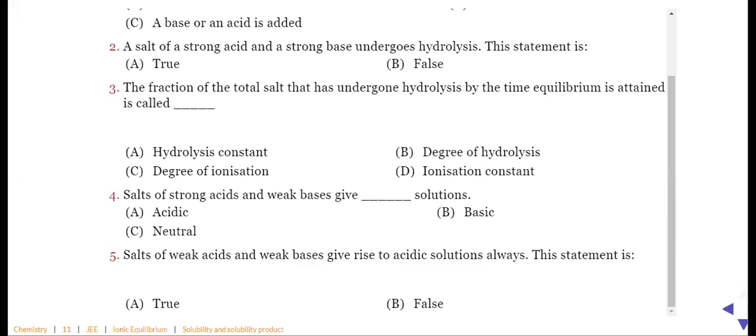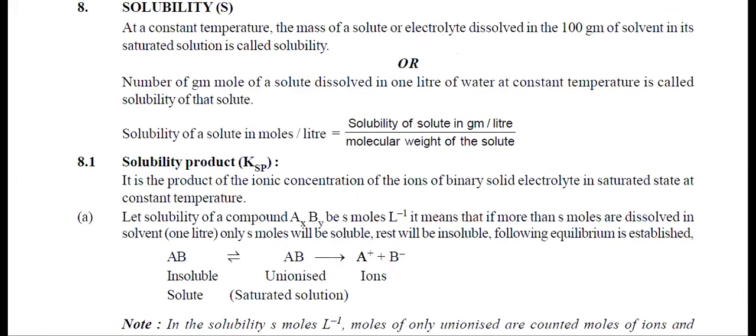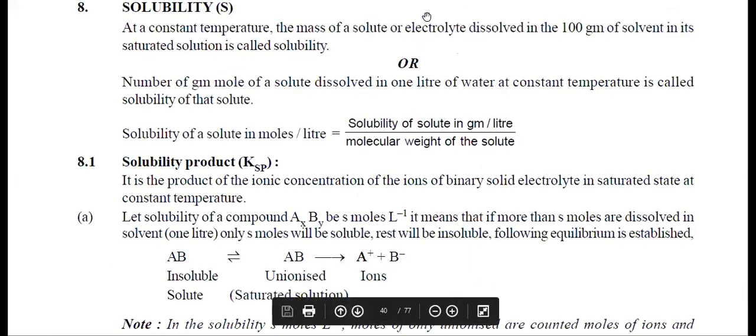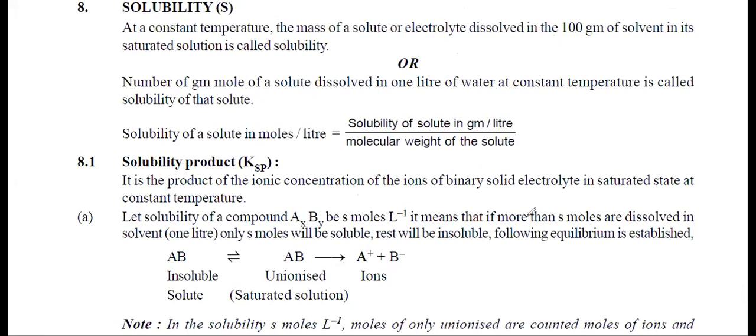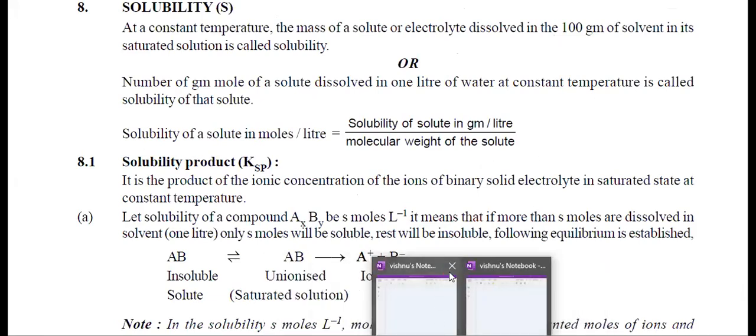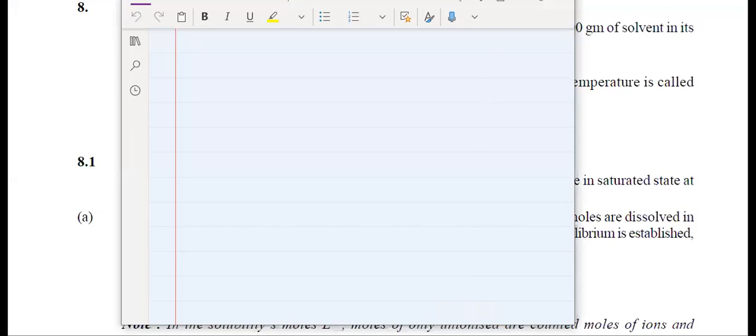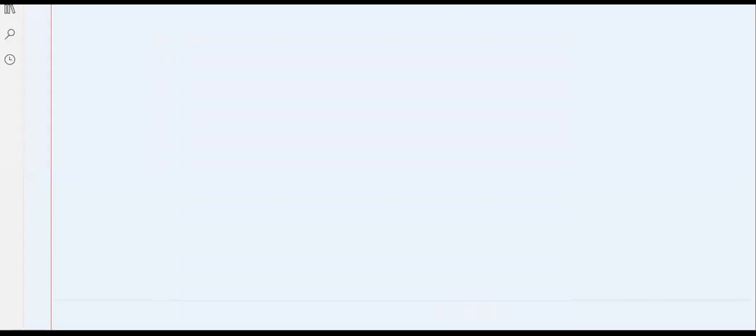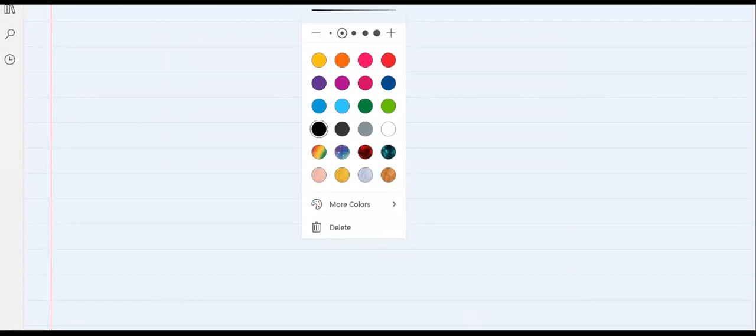Now let's start the topic, which is solubility. As I told you, if you recall, we study salts in three types. When we talk about salt, we talk about three types of salt. Right, everyone? Tell me yes or no.